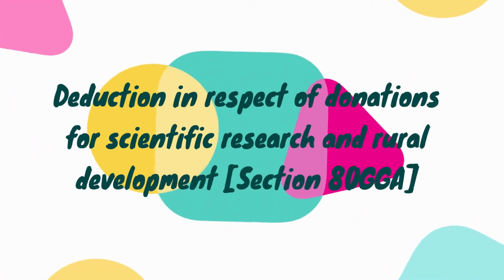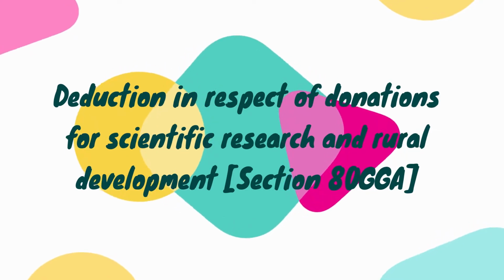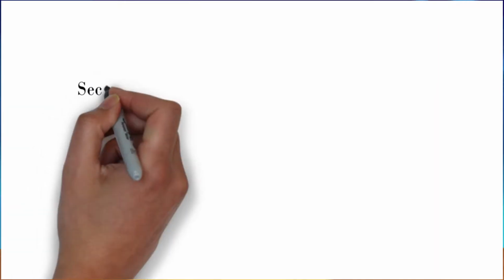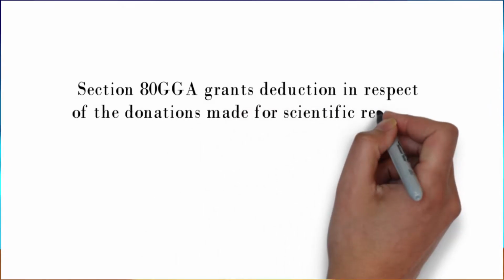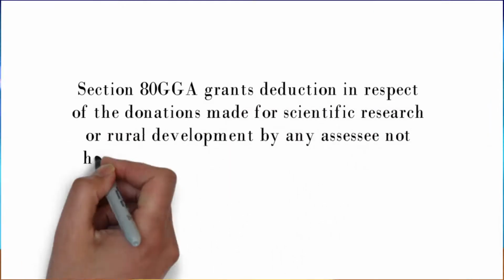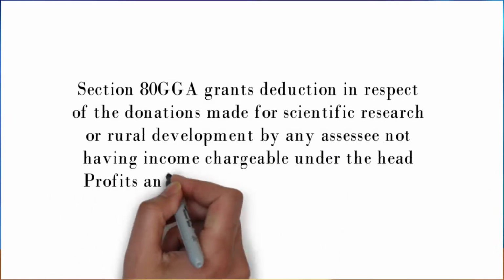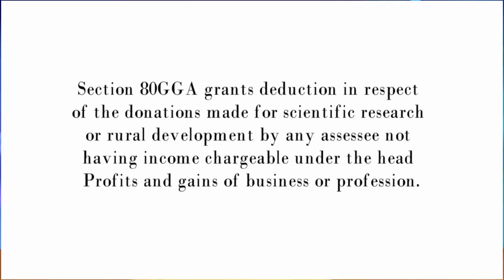Now section 80GGA, deduction in respect of donations for scientific research and rural development. To promote scientific research and rural development, an incentive is given to the assessee by the Income Tax Act. So section 80GGA grants deduction in respect of the donations made for scientific research or rural development by any assessee not having income chargeable under the head profits and gains of business and profession. So it is not available for assessees who have profits and gains of business and profession. The entire amount is eligible for deduction.